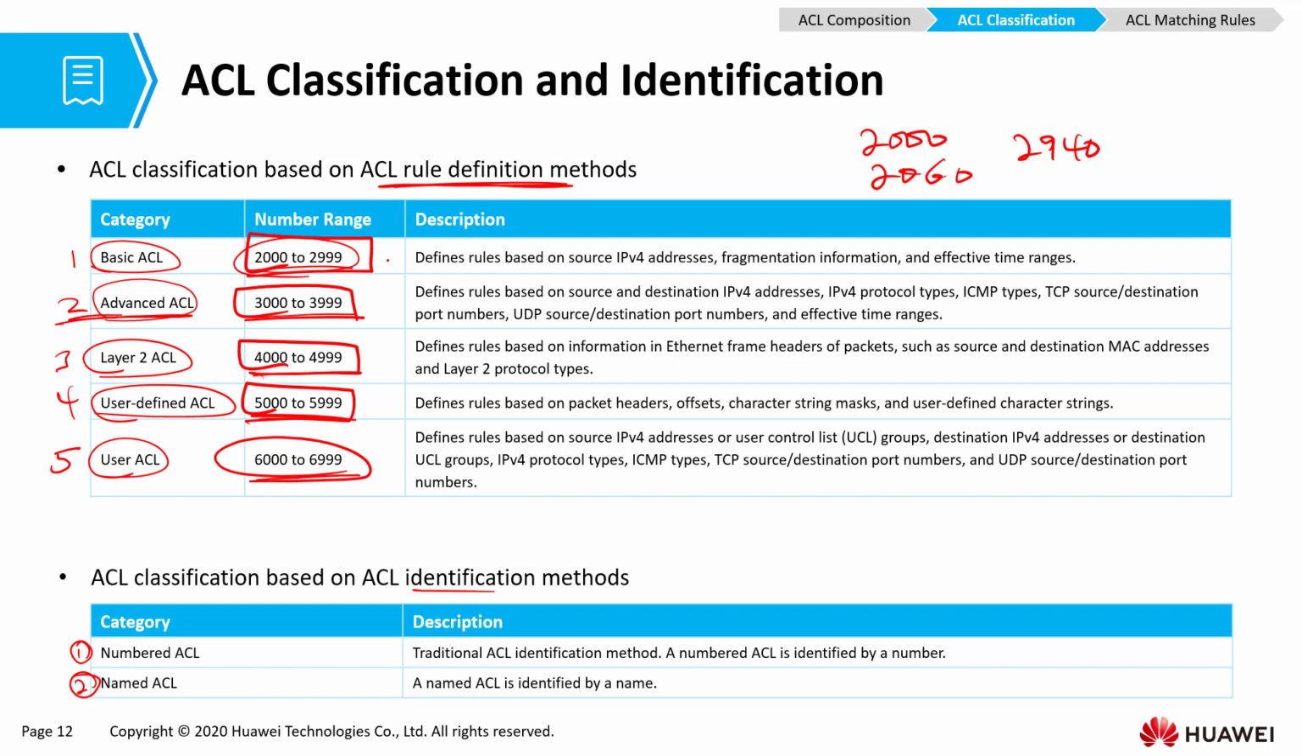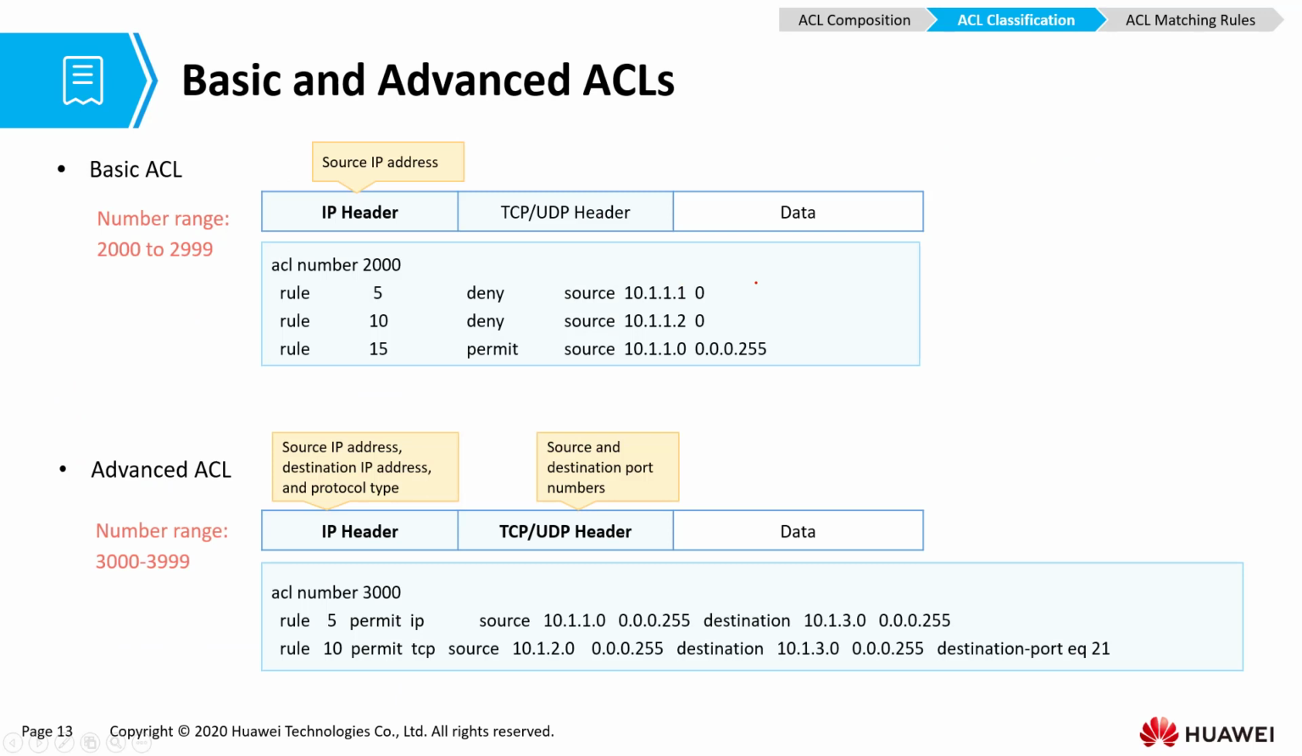I will talk a little bit about advanced ACLs and basic ACLs, just these two. So I mentioned earlier that basic ACLs are able to match traffic only based on the source IP address. So when you look at these ACLs that are ranging from 2000 to 2999, they will match traffic only based on the IP header, and not the entire IP header, but just the source IP address of the IP header. So if you have rules such as Rule 5 denies source, Rule 10 denies source, Rule 15 permits source, these are only identifying traffic based on the source IP address.